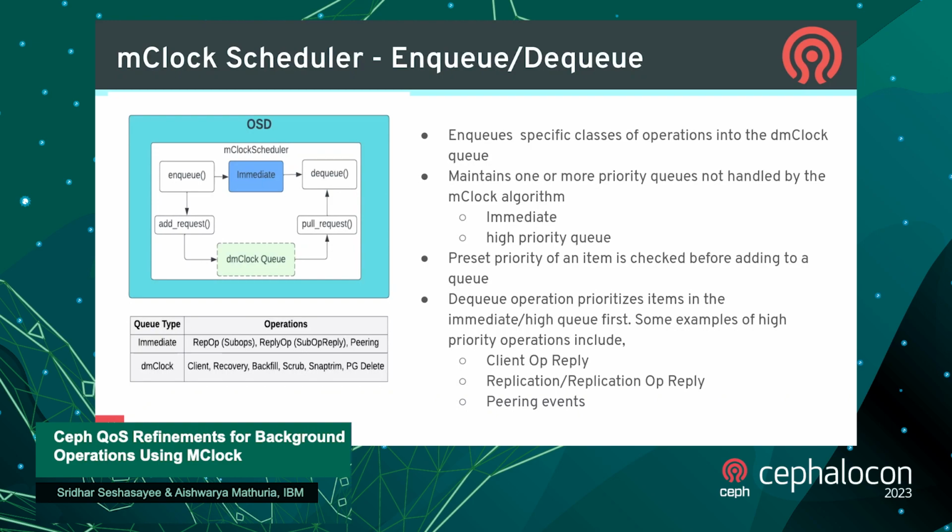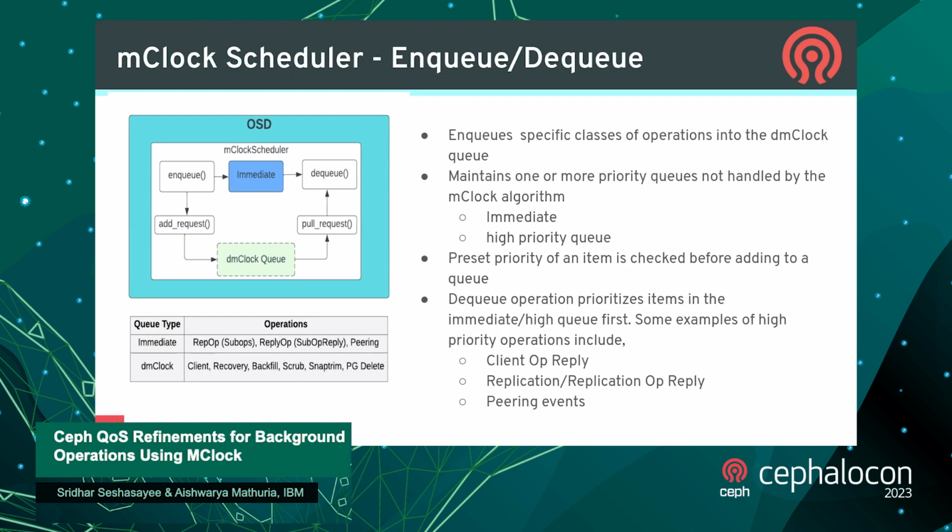When an operation is enqueued, the priority of that specific item is checked. If the priority is set to an immediate class of operation, that specific operation is enqueued into the immediate queue. But if the class of operation is classified into any of these categories, the client, recovery, backfill, scrub, or snap trim, those get into the MClock queue. And we have essentially represented that as a dotted box, meaning that it's silently sitting in the background and it does most of the legwork.